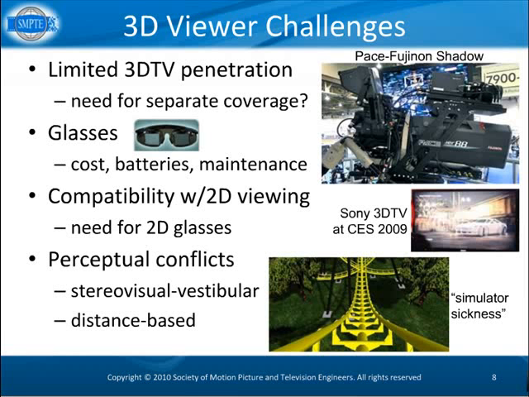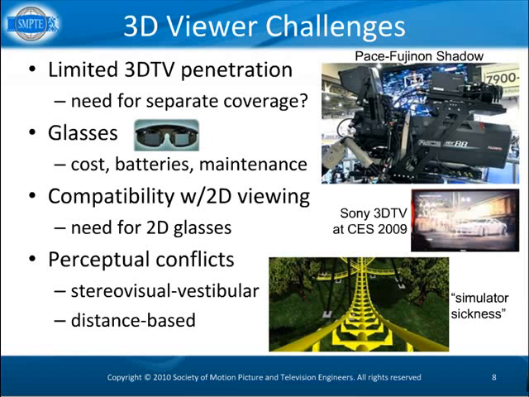So at the upper right here, I've shown a rig. It's the Pace Fujinon Shadow rig that was shown at the NAB convention this spring. And what it is, at the bottom is a long lens that would normally be used for 2D coverage of a sports event, and on top of it is two cameras and two smaller lenses that would be used for 3D coverage of the same event.